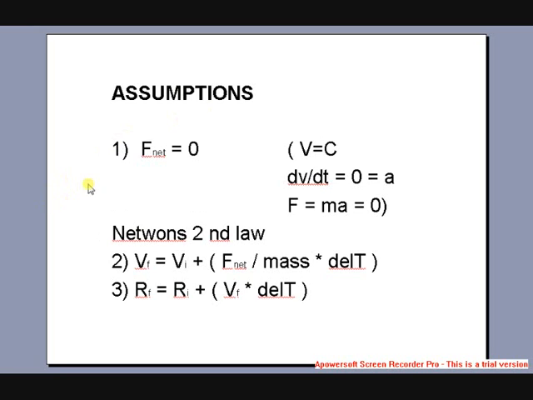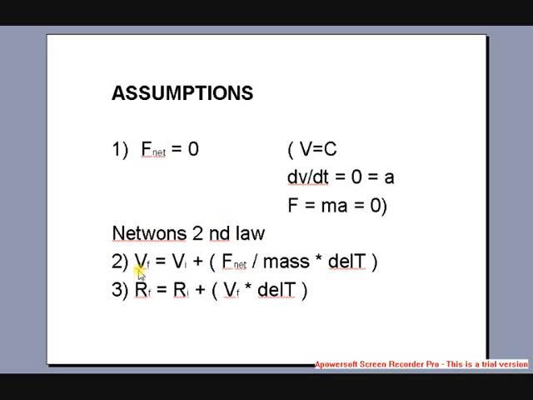So these were the assumptions made for the following assignment. The net force acting on the body was assumed to be 0. Since it's a constant velocity problem, v is constant, so dv/dt is 0, which is actually the acceleration. So the force acting on the body also becomes 0 since a is 0.